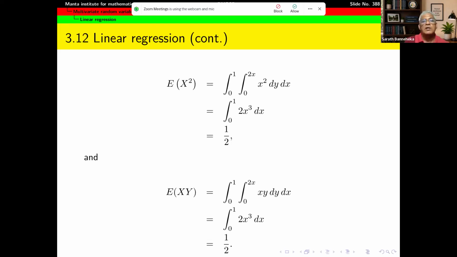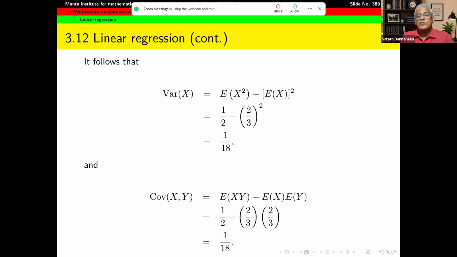And similarly, the expected value of x squared you can find by just integrating. We know how to do it now, so I'm not going to explain that. And we need the expected value of x times y also. We have already obtained these things in a previous example.